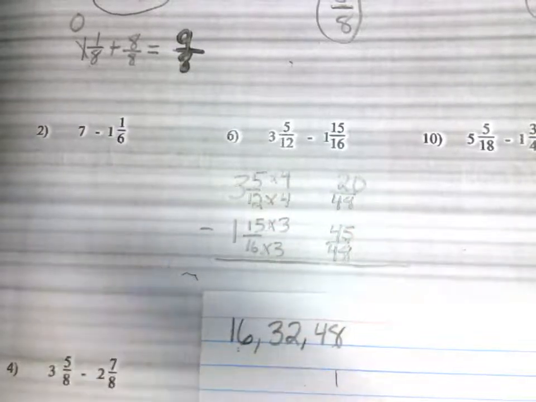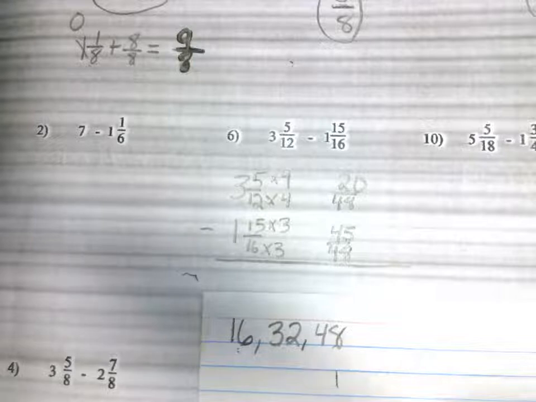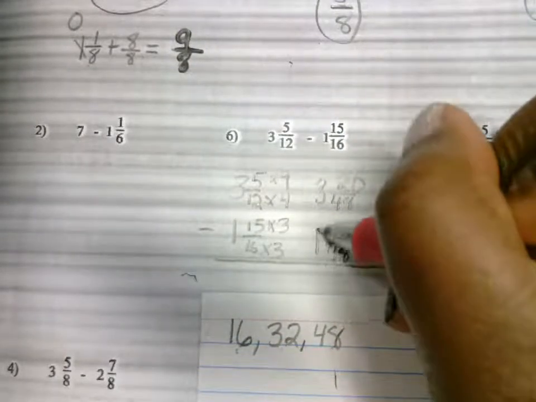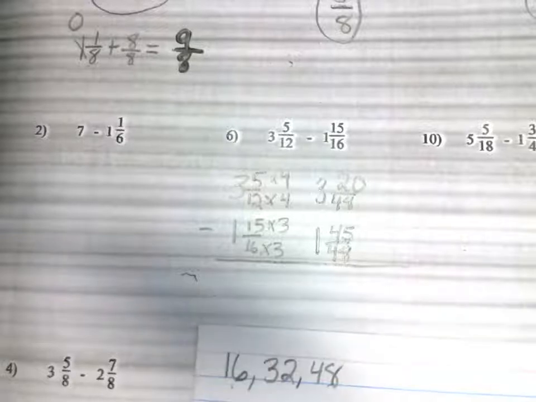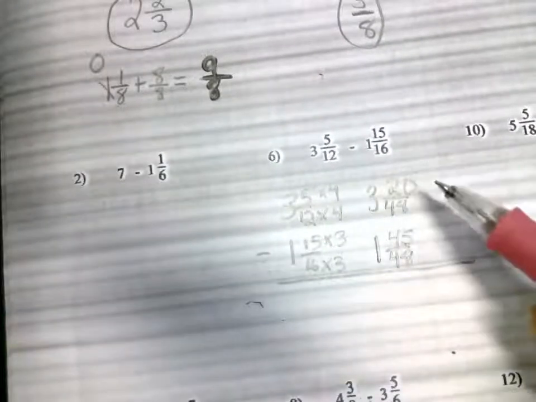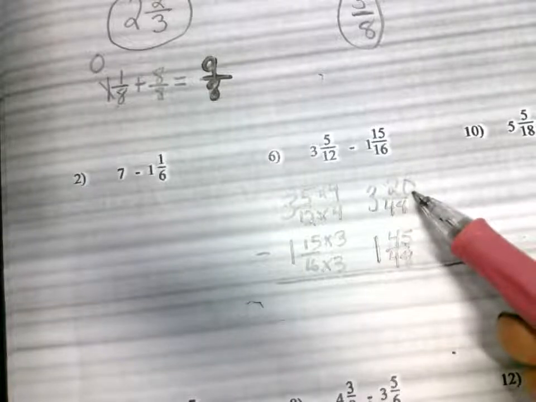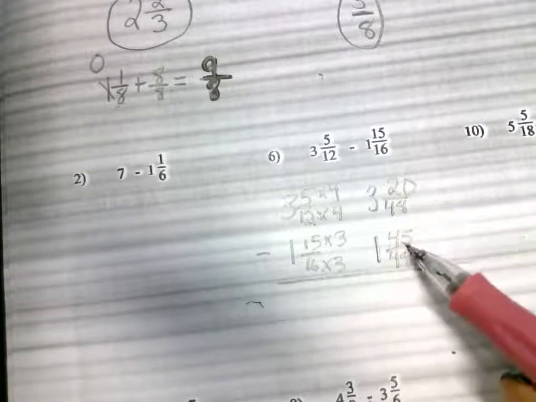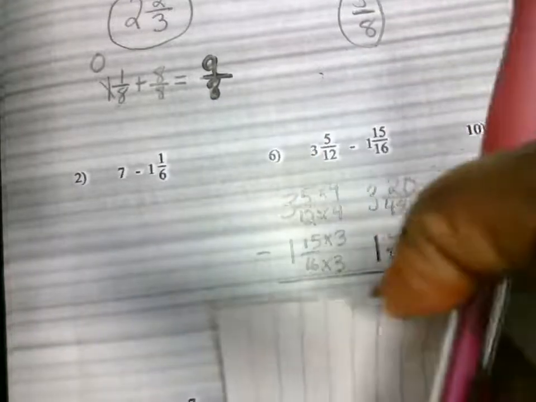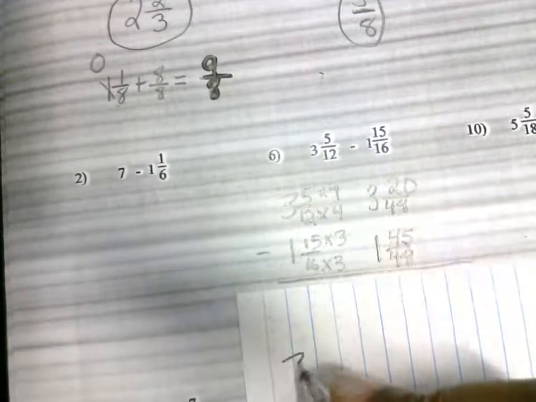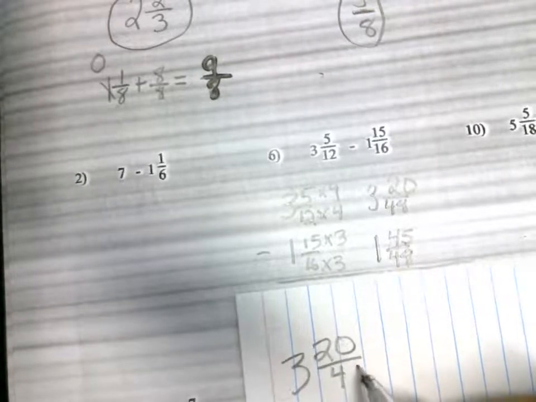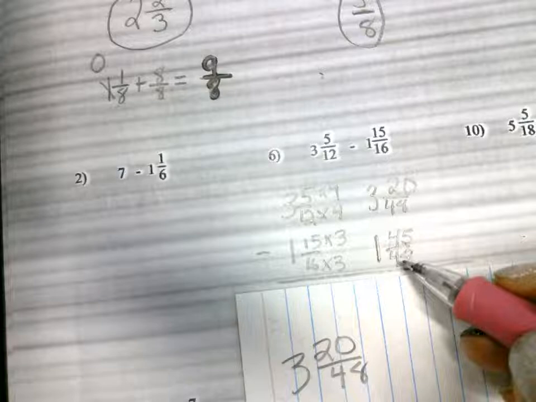Okay, so now I bring over the whole number 3 and the whole number 1. Now I can subtract, right? When I subtract my numerators, I can't subtract 20 minus 45. So I'm going to decompose this. I'm going to do it on my little note card so I can save my space. So let's decompose this fraction to make it bigger so that I can subtract.